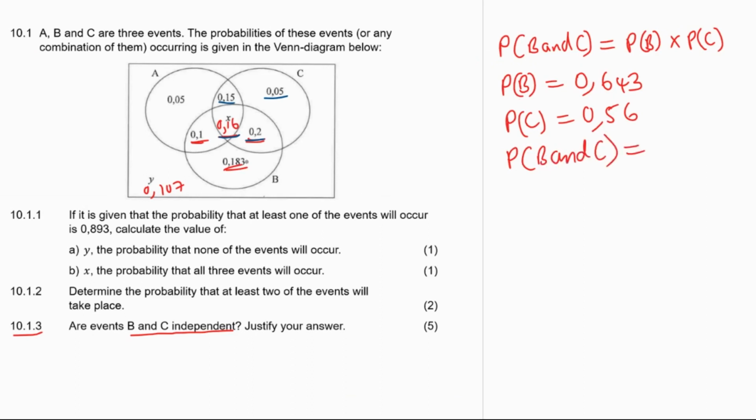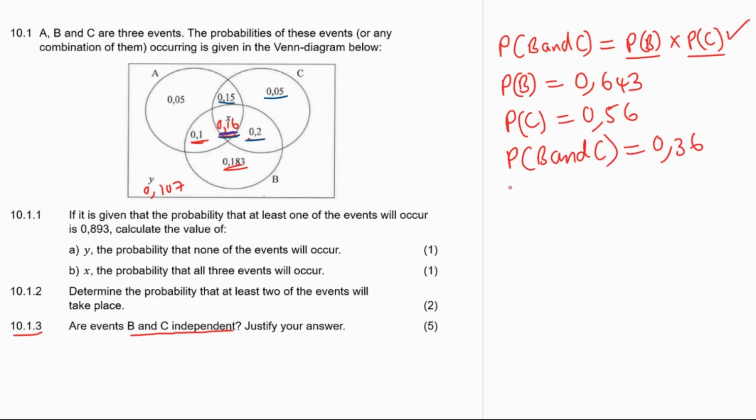And then the probability of B and C. We're looking at this region. So we're adding 0,16 plus 0,2, which is 0,36. Now let's check if these two events are independent. So probability of B and C is equal to 0,36, and then let's multiply probability of B times probability of C.